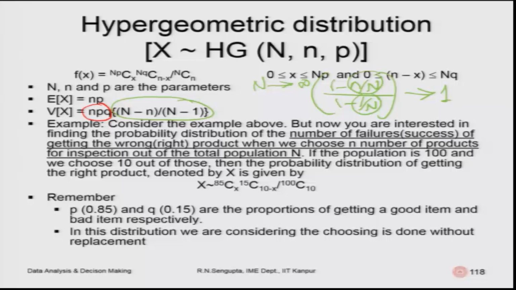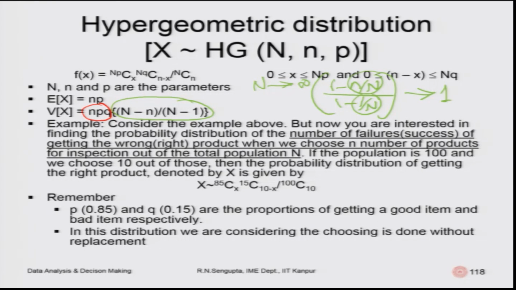So, let me continue reading. The number of failures or successes of getting the wrong or the right product, when we choose small n products for inspection out of a total population of capital N. If the population is 100, we are considering capital N as 100. In my example, I took a very large number. If the population is 100 and we choose 10, which is n, out of those, then the probability distribution of getting the right product, where we denote x as the random variable, would be denoted by 85 C x.